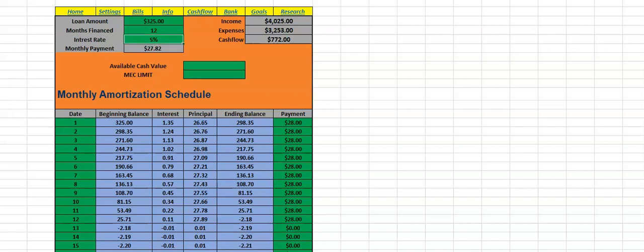I mean, this right here is an amortized schedule. When you borrow this from your bank, you're borrowing at a simple interest. So you've got to be sure that you're paying attention to this, that you don't overfund your policy. That's why I have this available next, so that you don't overfund your policy.